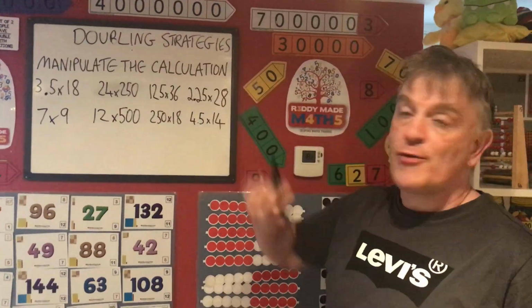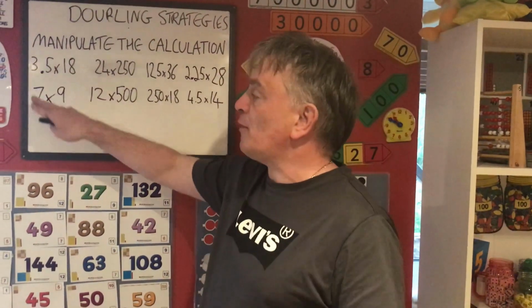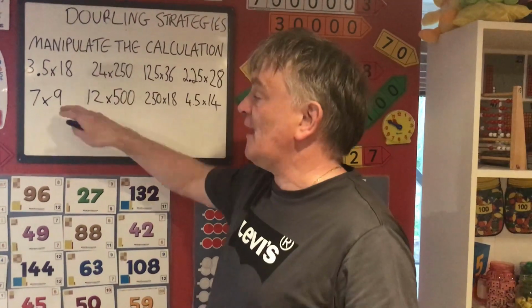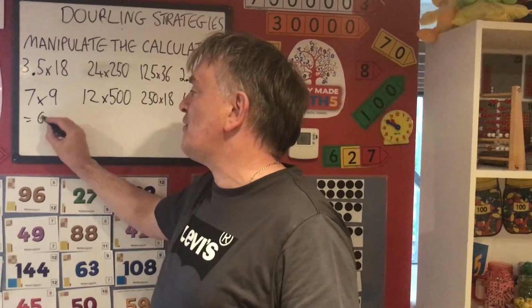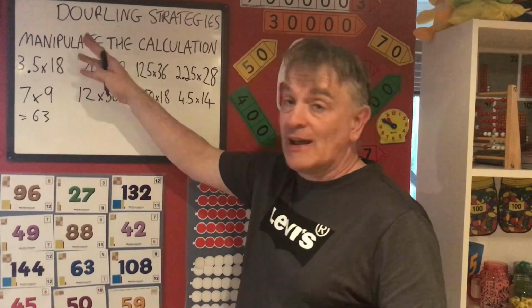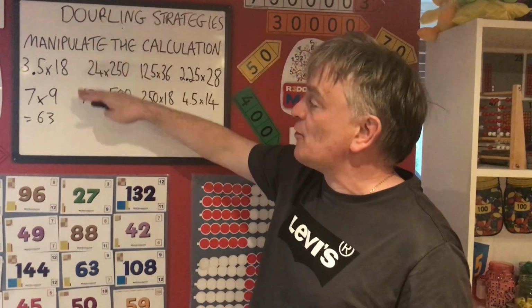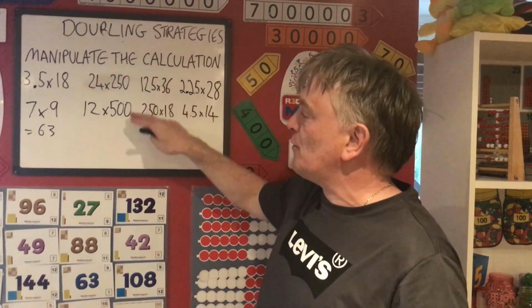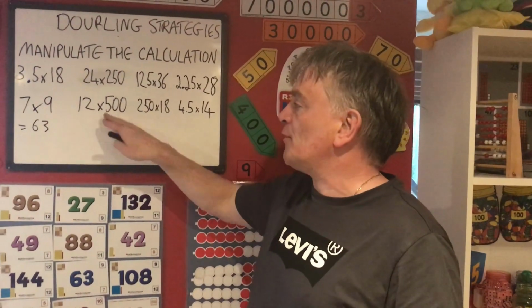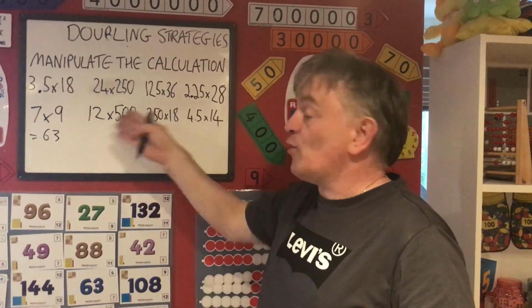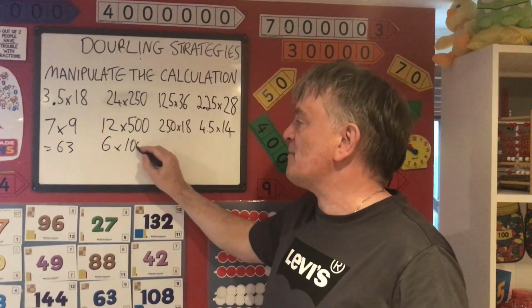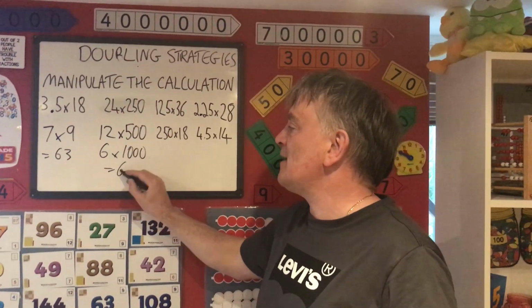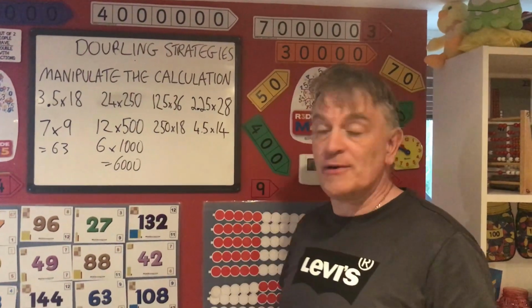So starting with 3.5 times 18, double the 3.5, 7, halve the 18. Look at the difference between those calculations. 7 times 9, 63, done. Again, it doesn't matter which way around we do it. This time I've halved the 24 first and double the 250. That gives me 12 multiplied by 500. I can work that out from where it is, but actually let's go a stage further and make it 6 times 1,000, which would obviously give me 6,000.